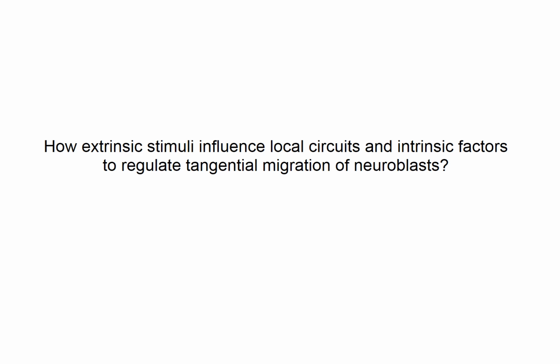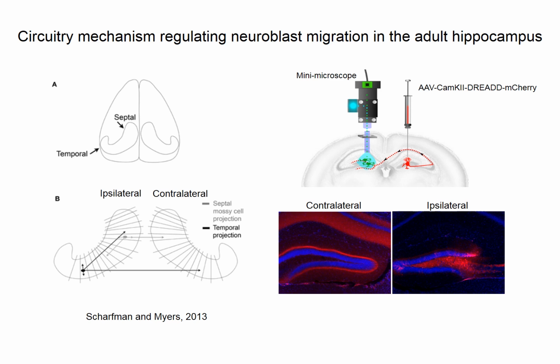So I just want to spend the next 2 or 3 minutes and tell you what the bigger questions are that we want to ask next. So all this is really nice and good. But what we really want to ask is how all these environmental cues, those extrinsic stimuli, can influence local circuits and intrinsic factors to regulate neuronal migration. I'm not going to go into the details of the circuits we're manipulating, though I have some information here, because I think I'm running out of time.